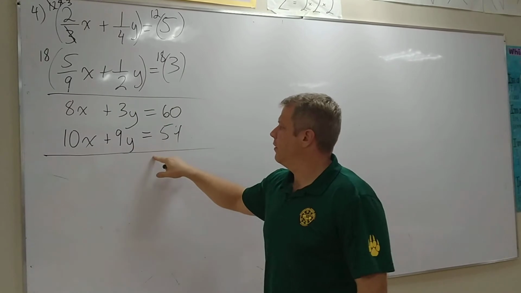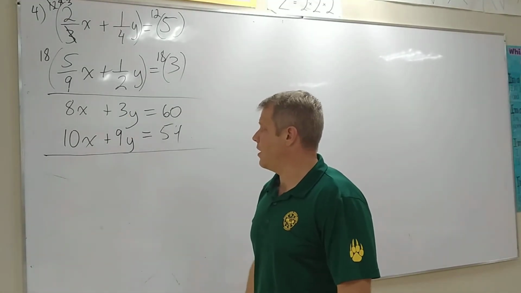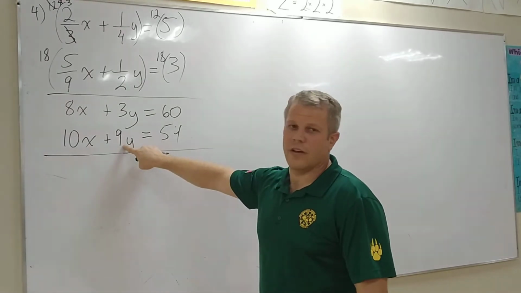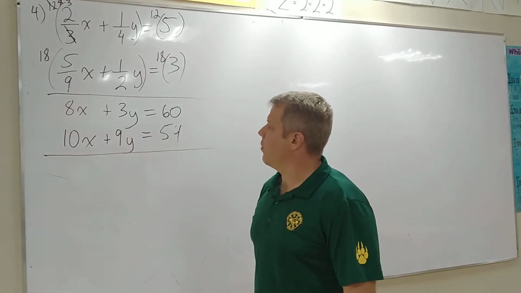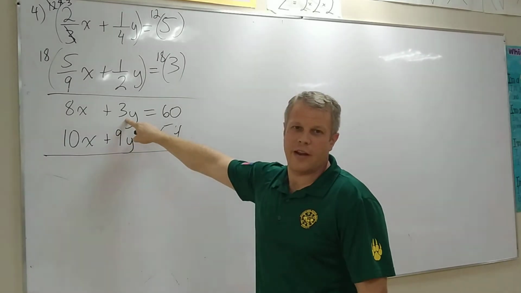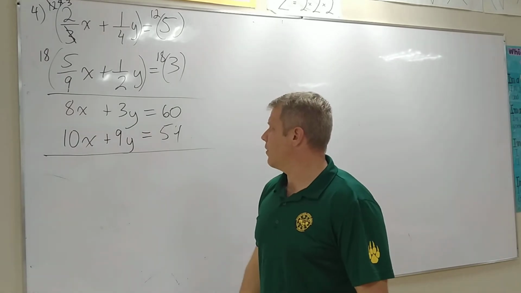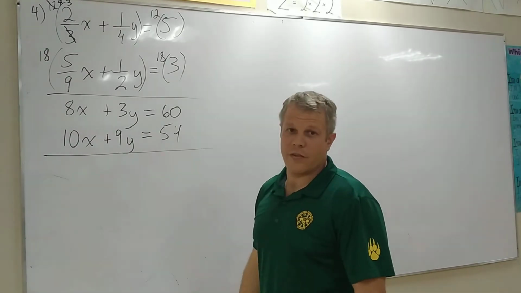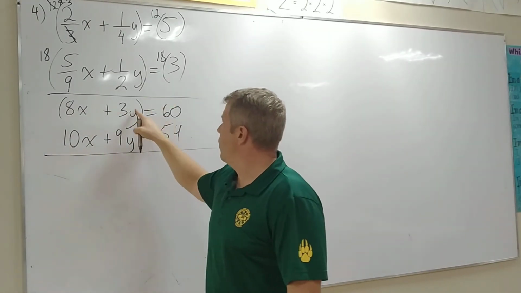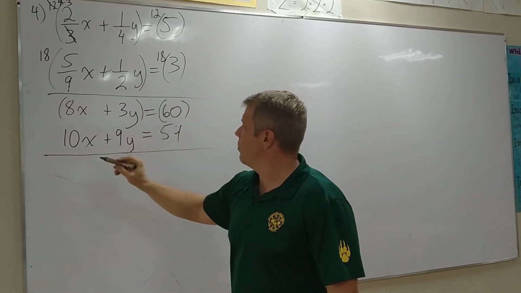But if I look here, if I add or subtract, I'm not going to be able to get rid of the variables. I'm going to have to manipulate. Notice 9y and 3y. It would be easy to make this become 9y. And if I did that, then I could subtract one equation from the other, and I would have one of the variables eliminated. So how am I going to make this 9y? I'm going to multiply everything in this equation by 3.